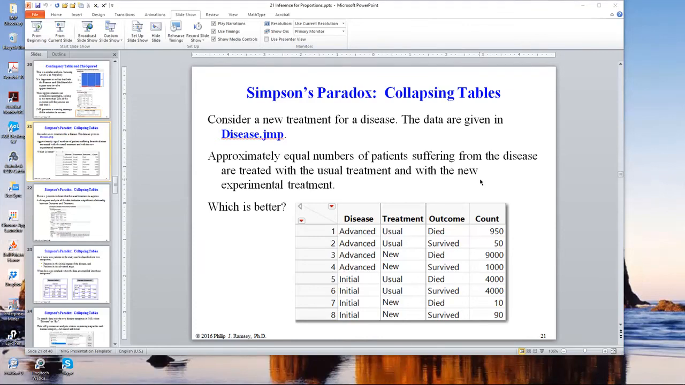This is the third in a set of 4 videos on the analysis of categorical data, or basically inference for counts and proportions. In the previous video, we talked about drawing inferences about differences in proportions between two or more groups. And in this section, we're going to talk about a related topic called Simpson's Paradox.